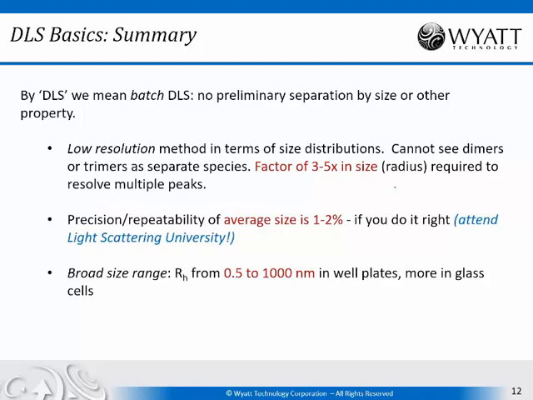So to summarize what we have looked at so far in terms of the basics of batch dynamic light scattering, and by batch dynamic light scattering we mean in microwells or in cuvettes with no preliminary separation by size or some other property. It's a low resolution method in terms of size distributions. You can't see dimers or trimers as individual species. In fact, a factor of 3 to 5 in radius is required to resolve multiple peaks or multiple modes as we normally call them. On the other hand, the precision and repeatability of the average size of each of those peaks is about 1 to 2% if you do it right. So if you do these measurements very carefully and correctly, you can get pretty good precision and repeatability.